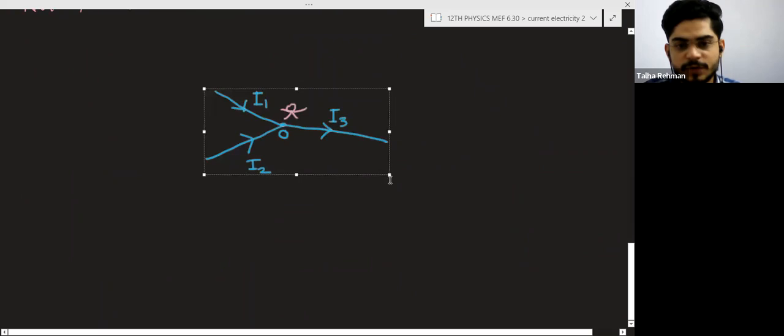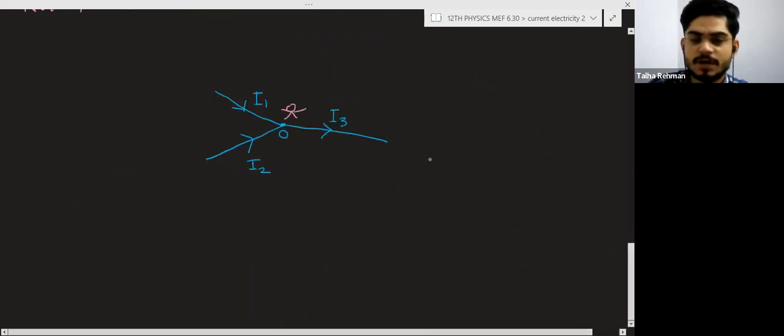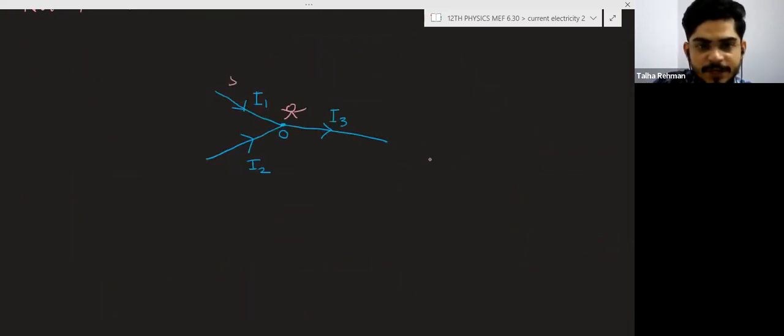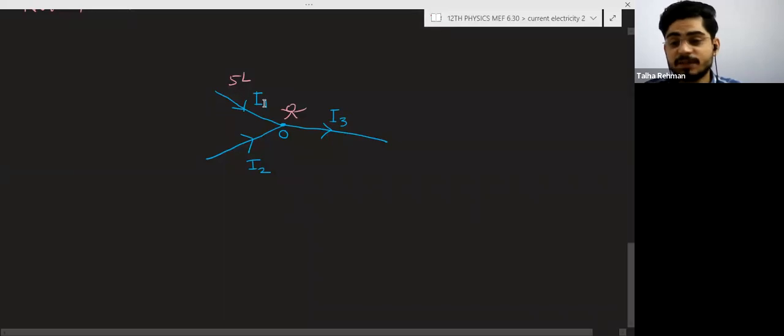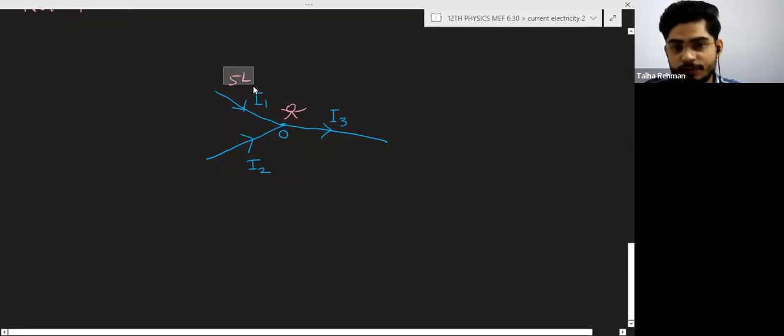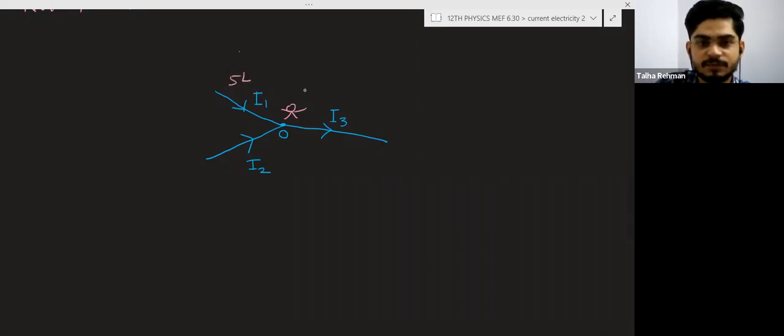Now this is just for understanding. Suppose 5 liters of water is flowing. Suppose this wire is a pipe, and this current and charge are like the amount of water. Charge, you can suppose, is the amount of water. This is equivalent to charge.